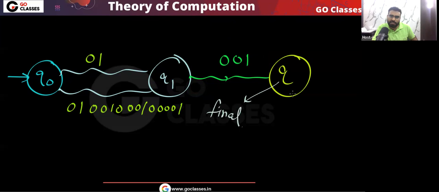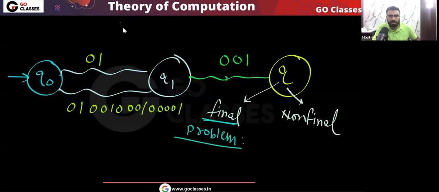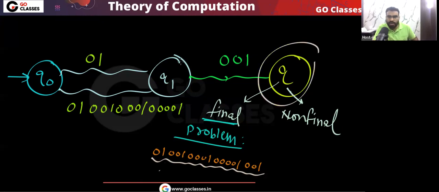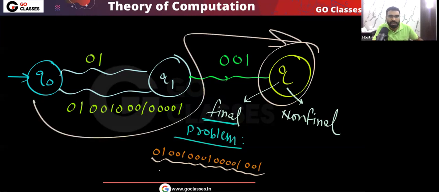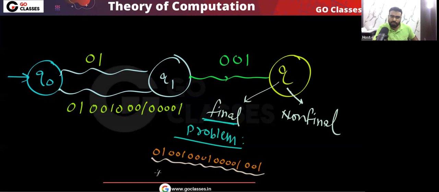Notice, if you make it final, is there any problem? And if you make it non-final, is there any problem? Yes, there is a problem. This state Q, if you make it final, then also a problem. What is the problem? The problem is this string will be accepted. Should this string be accepted? This string should not be accepted. But if you make state Q final, then this string will be accepted, which is a problem.